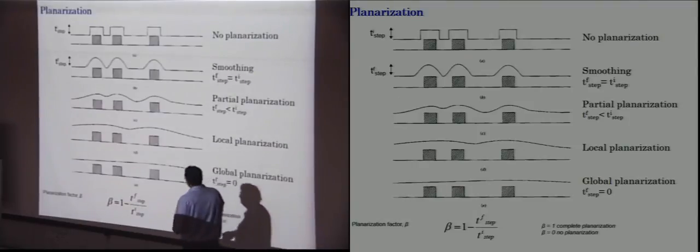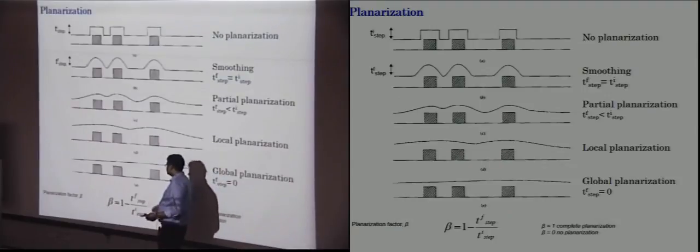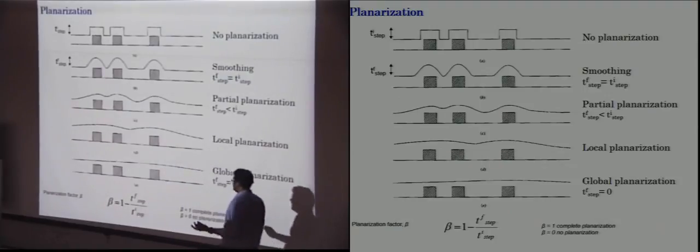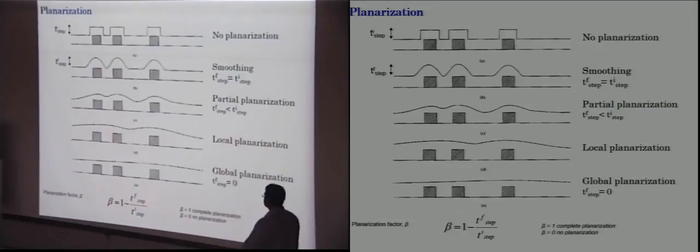Okay. So, if final step and initial step are the same, that means you have not done any planarization, and beta is 0. If the final step is almost nothing, that means beta is 1 and there is complete planarization. Okay. So, you can see that there are certain terms you can use.